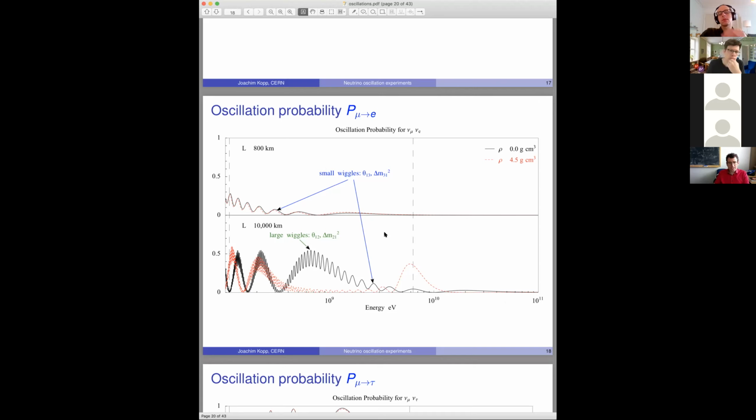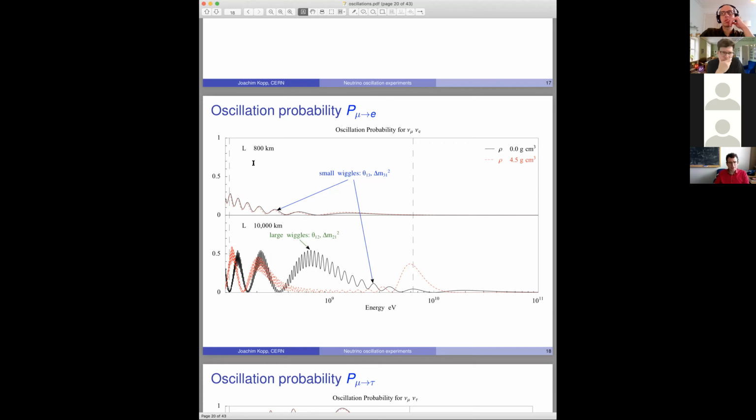The small wiggles here are driven by the large Δm²₃₁, and the long wiggles are driven by the smaller Δm²₂₁. So let's now compare the red to the black curve. The black one is for oscillations in vacuum. The red one is for oscillations in matter. And this is where now the big difference comes in.